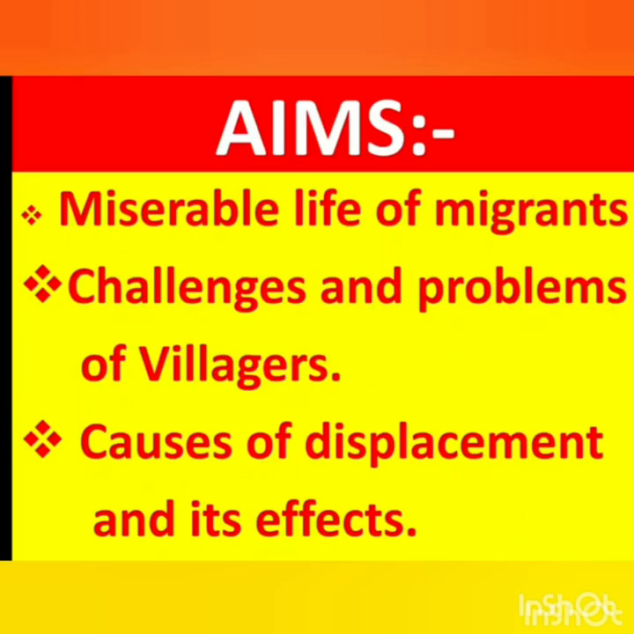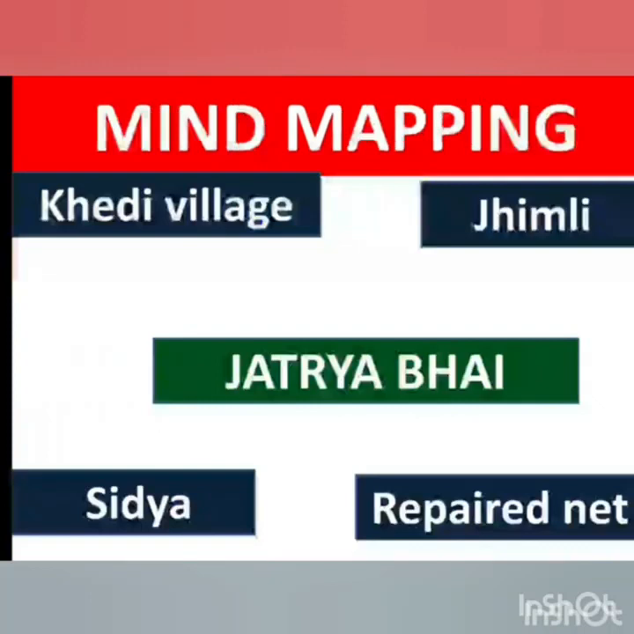This chapter tells the students about the miserable life of migrants, challenges and problems of the villagers, and causes of displacement and its effects. Mind mapping. Topic is Jatrias Bhai. Jatrias Bhai lived in Kheri village. He repaired fishing nets. He had two children, Jimli and Sidhya.